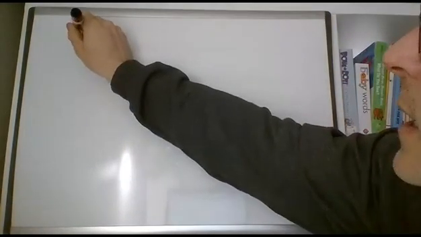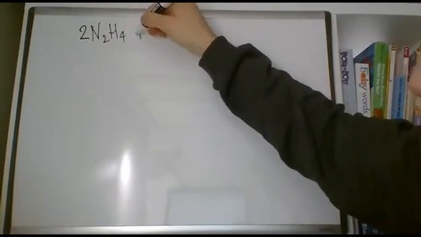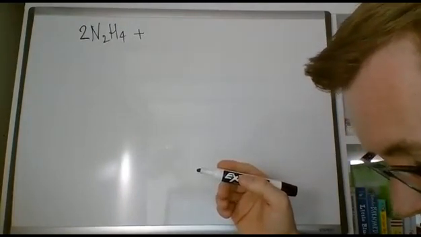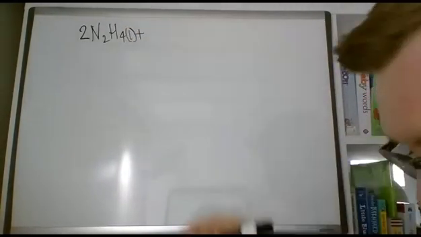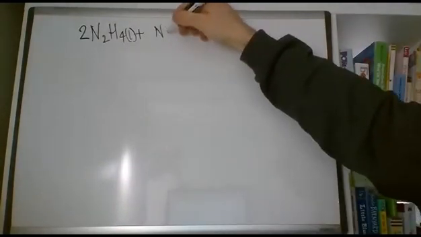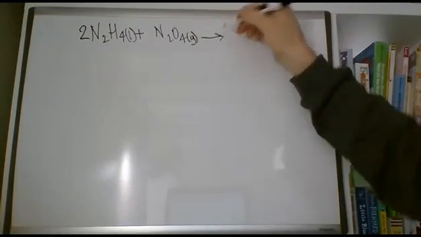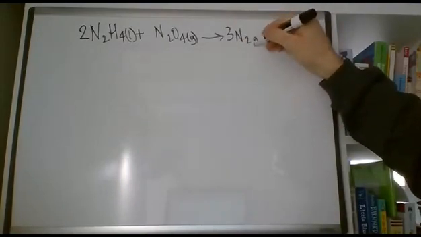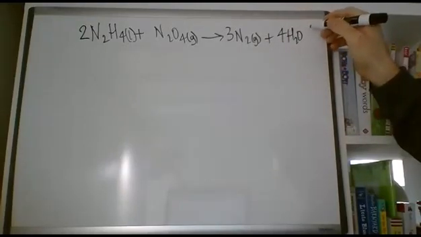All right, let's try this one. Let's try 2N2H4, and we're told that's a liquid, plus N2O4, and we're told that that's a gas, and that's going to produce 3 lots of N2, and that's a gas, and 4 lots of H2O, and that's a gas.